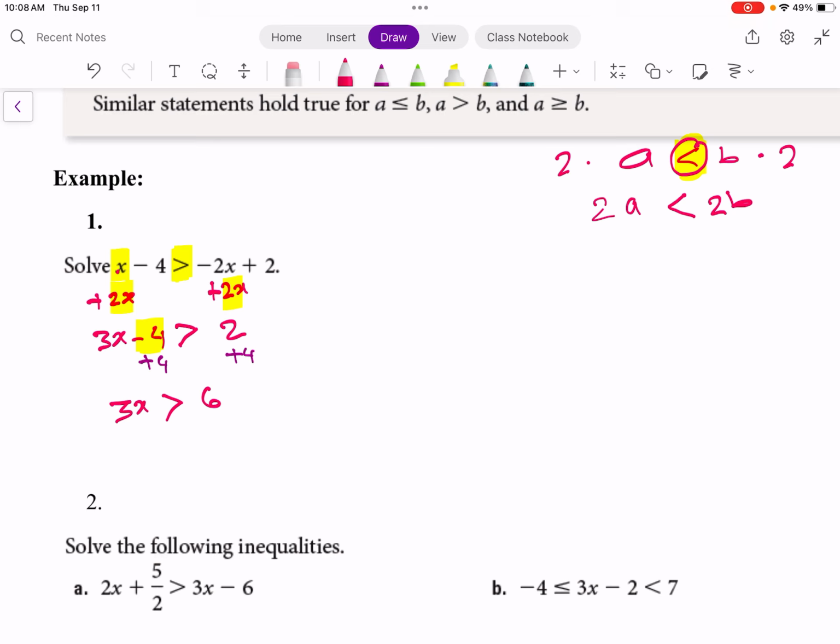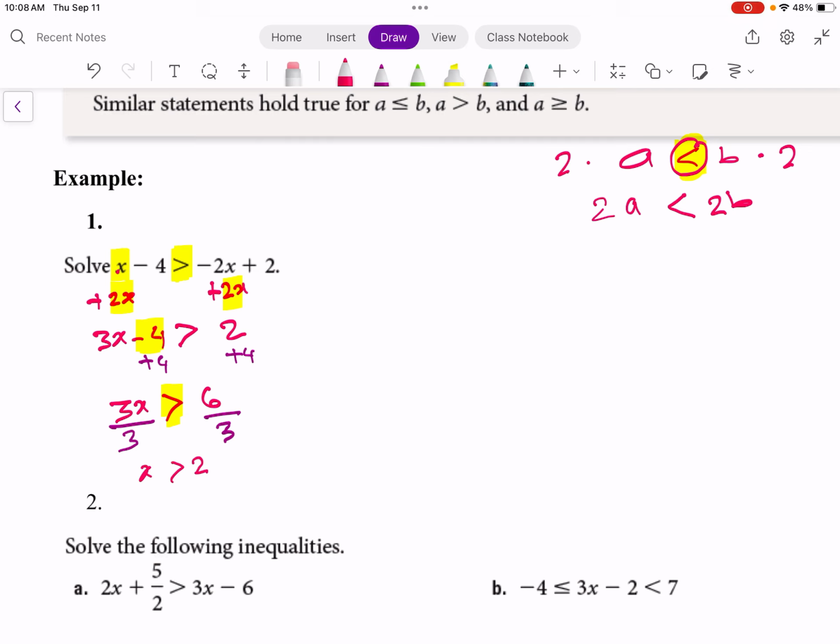We need to get rid of 3. How do we get rid of 3 from x? Dividing by 3. And that 3 is a positive number. When we are using a positive number to divide, this inequality sign still remains the same. Okay? So 3x divided by 3 is x greater than 2. So every number which is greater than 2 is a solution for this inequality.